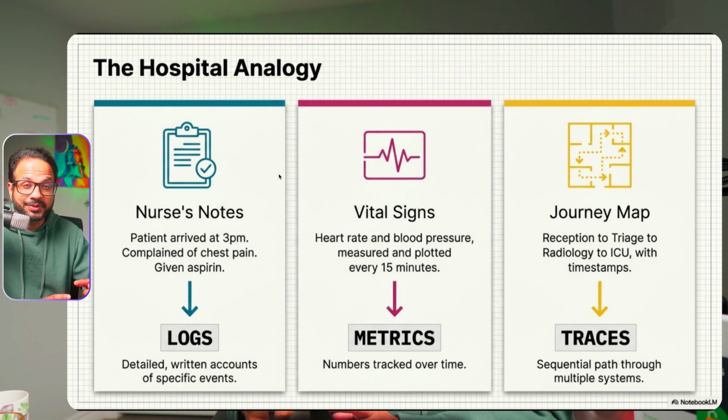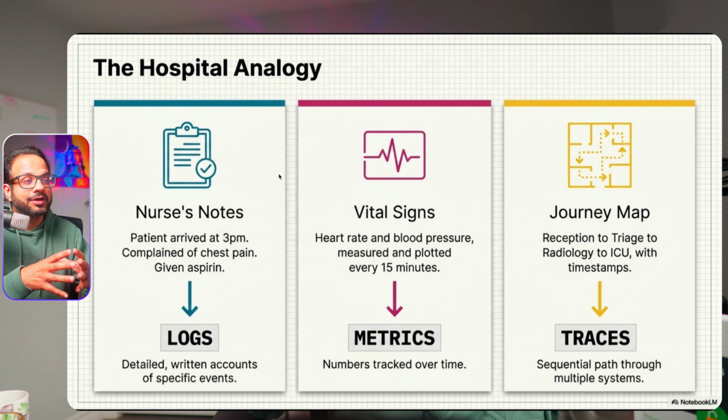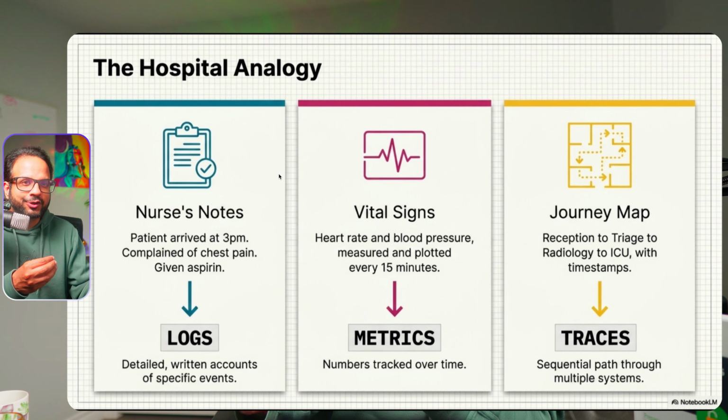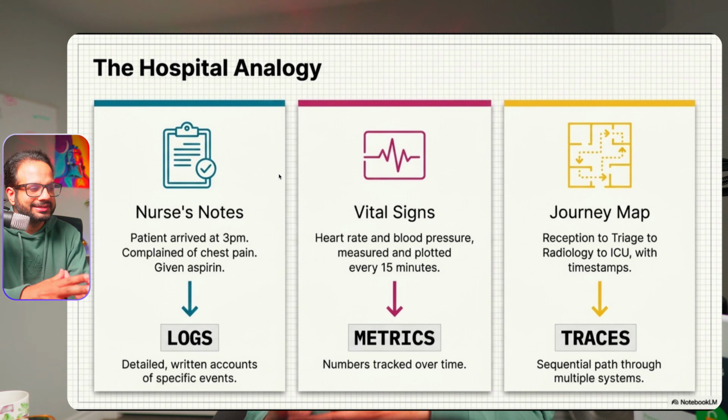The metrics are the vital signs: your heart rate at a particular time, your blood pressure measured and plotted every 15 minutes, and so on. So metrics are numbers tracked over a period of time. In the case of a server, it's CPU utilization over 15 minutes or memory utilization every 5 minutes, and so on.